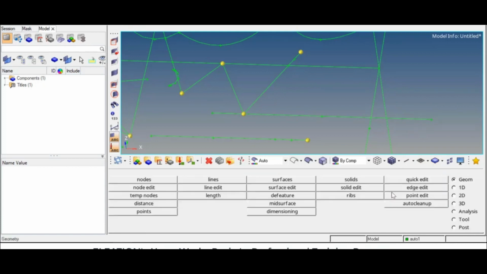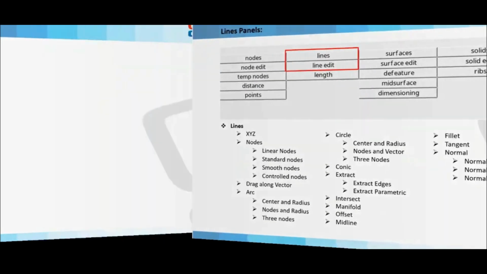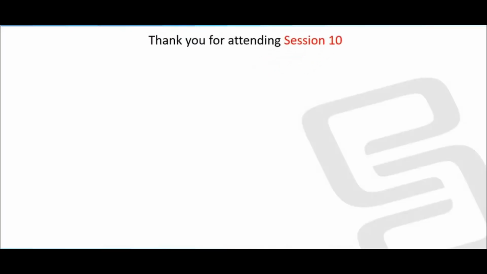So here we are done with node, node edit, temporary node, distance, lines and line edit panel. So here we are done with session number 10. Thanks a lot for attending session number 10. In session 11, we are going to cover the theory of freedom.